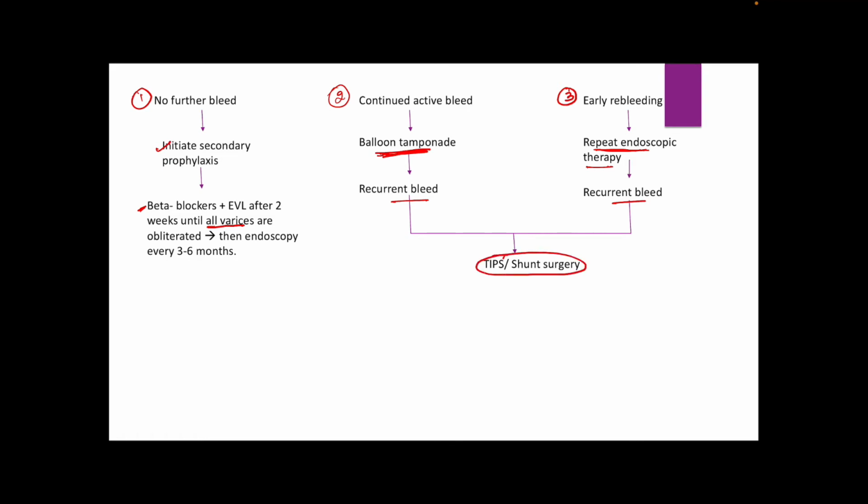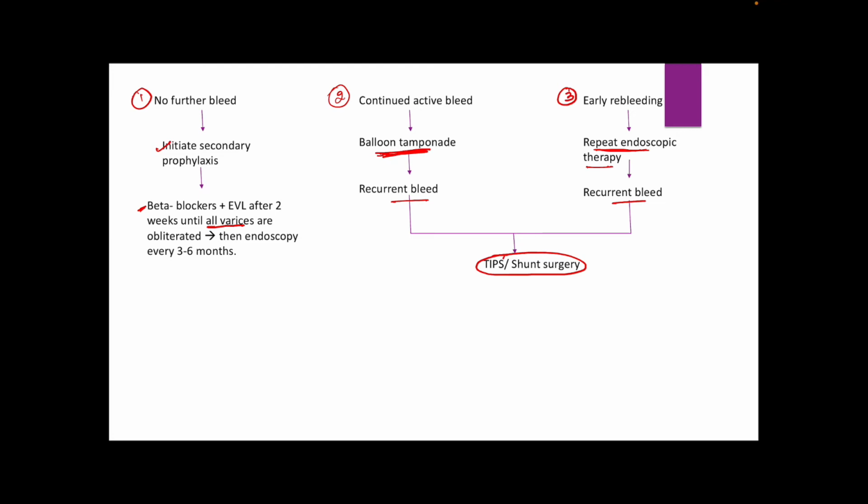What is TIPS? TIPS stands for transjugular intrahepatic portosystemic shunt. So what happens is, in TIPS, a low resistance channel is created between the hepatic vein and the intrahepatic branch of the portal vein. So essentially what we're doing is we're reducing the pressure within the portal system and channeling that pressure directly into the hepatic vein, which is in connection with the systemic venous system.